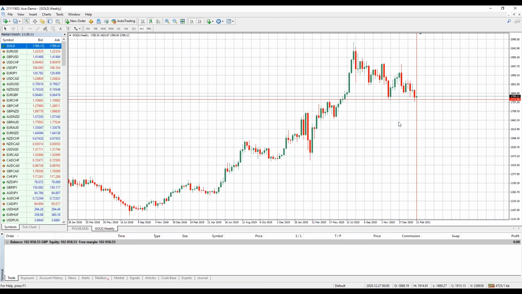All right, so right now I'm looking at gold on the weekly candles. That's quite a support level, down around 1760 or so. Okay, I drew at 1771.